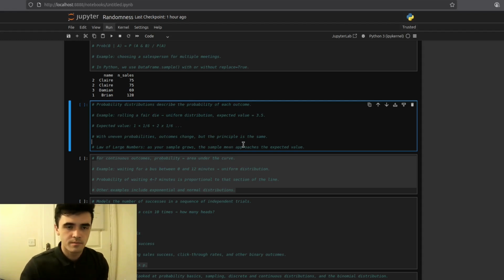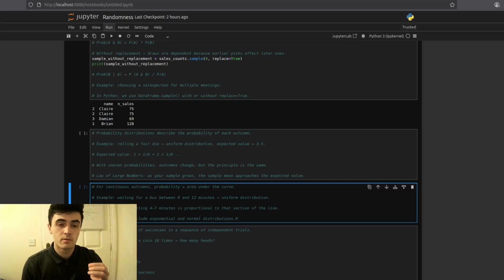So essentially, with uneven probabilities, outcomes change, but the principle is the same. Even though you can have probabilities that aren't uniform, and your expected value could be different, the principle is still the same. You've got a distribution. Distributions can tell you a lot about how your data is scattered throughout the set.